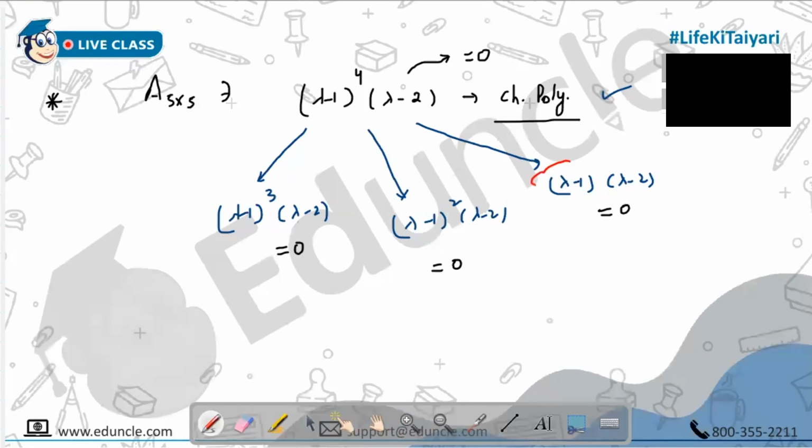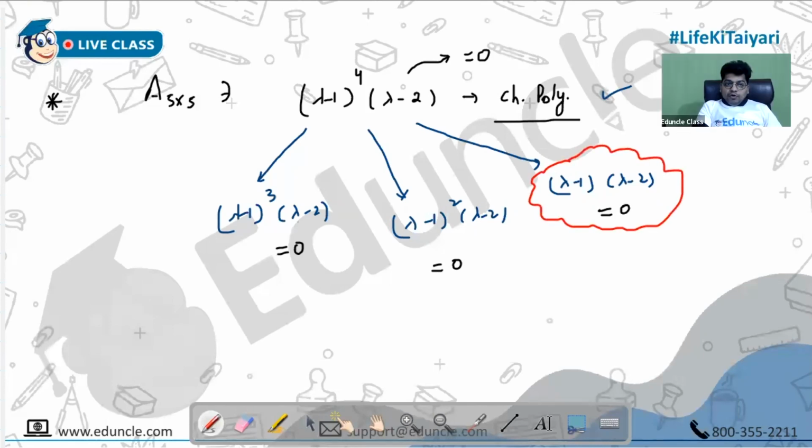Last one. So this is the minimal polynomial. What is the meaning of annihilating polynomial? This is the polynomial which is minimal. This is annihilating. What is the meaning of annihilating? The meaning of annihilating is that if you put A into the polynomial, then f(A) is equal to 0. That is called an annihilating polynomial.